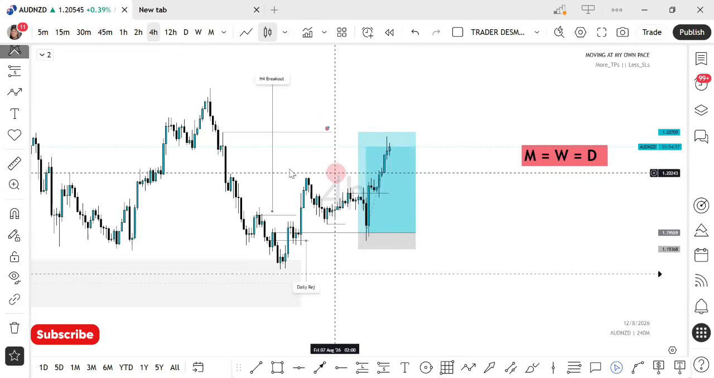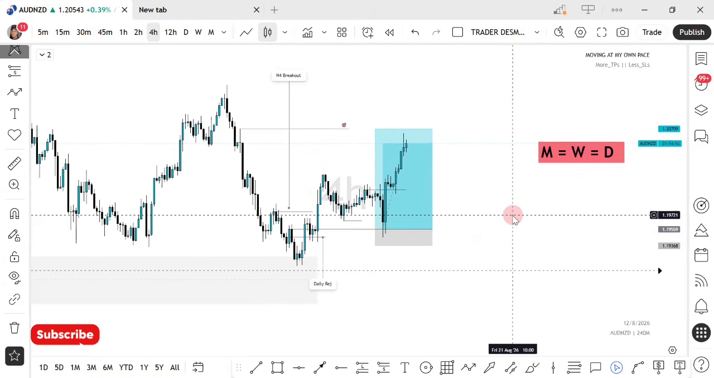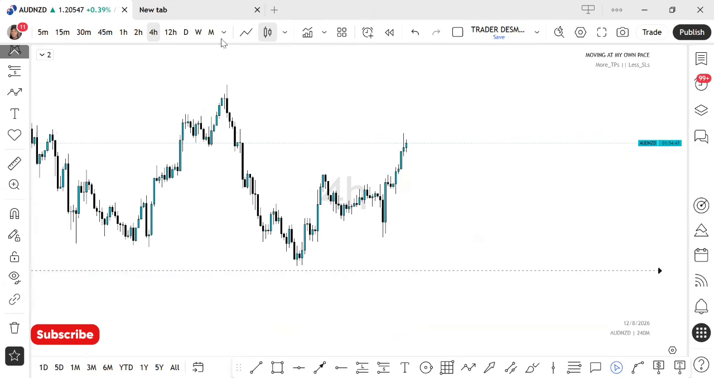So I'm going to take out everything on this chart. Make sure you have seen everything so that when we take them out and start doing everything, we don't feel confused, right? Now the first thing we want to do here is to go to our monthly time frame.